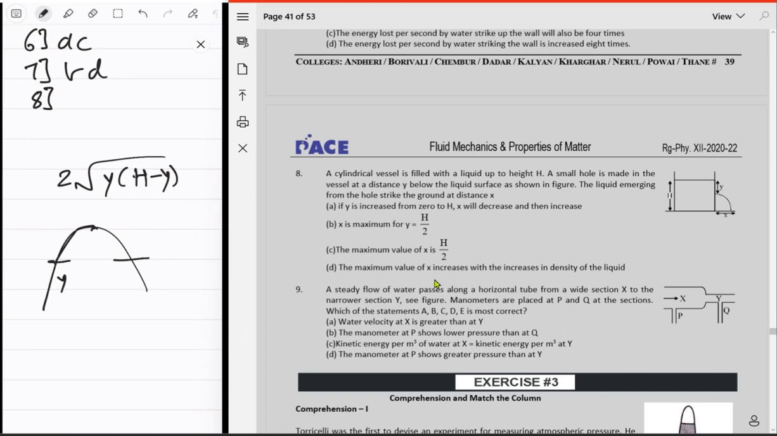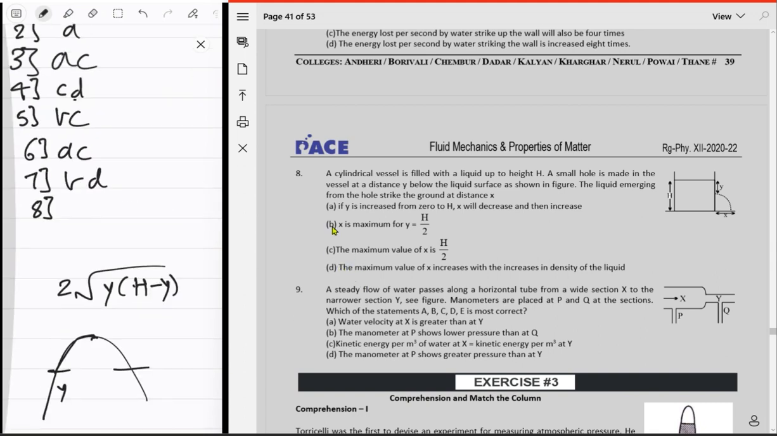Okay, interesting. Increase from 0 to h, x will decrease then increase. I don't think that's correct. Okay, then x is maximum for y equal to h upon 2. Yes, I believe in that. Maximum value of x is h upon 2. No, it's h itself, right? Because the maximum value of x increases with the increase in density of... no, it's independent, as you can see. So B is the only correct thing.